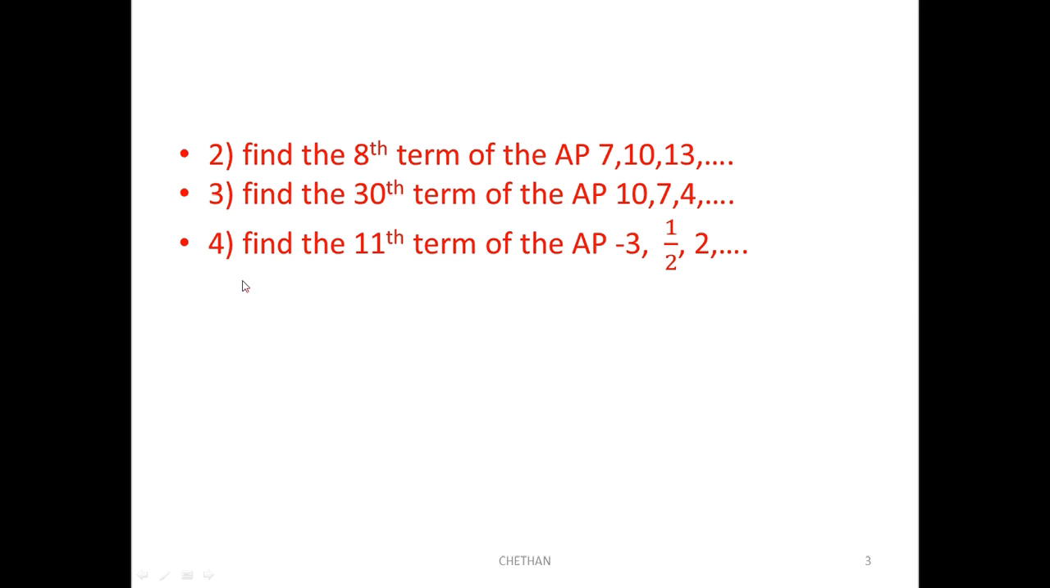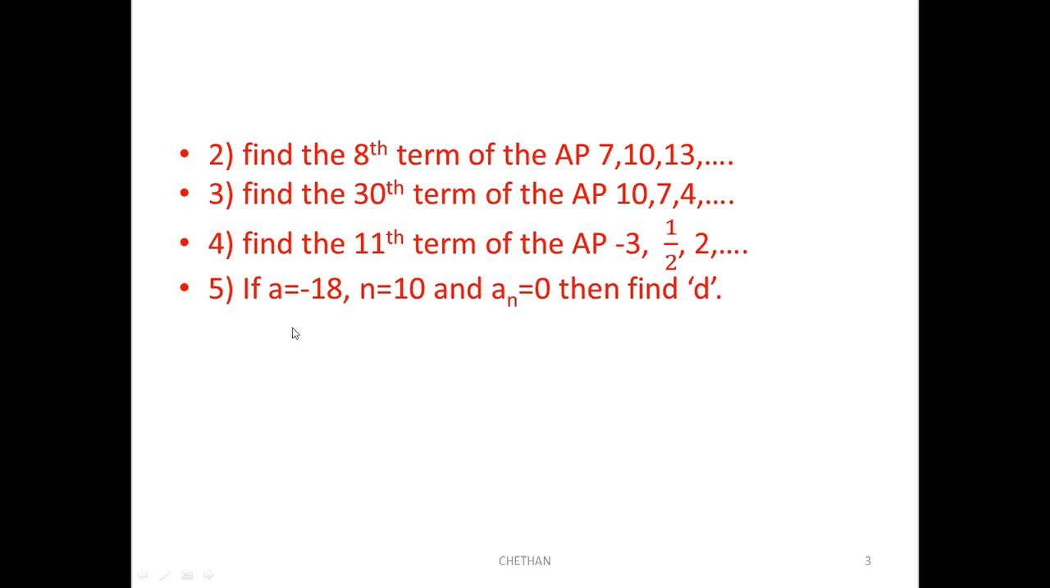Here one more problem is there in your exercise. Find the 11th term of the AP minus 3, 1 by 2, comma 2. Here a is minus 3 and you have to find the common difference. After that you have to take n is equal to 11 and substitute in the nth term formula. You will find the 11th term.